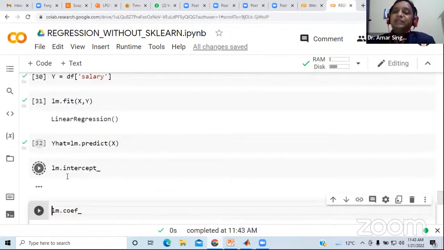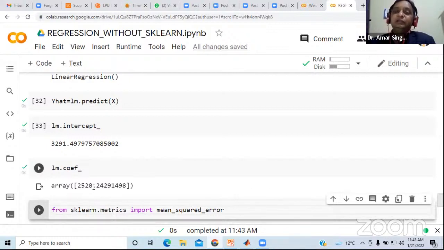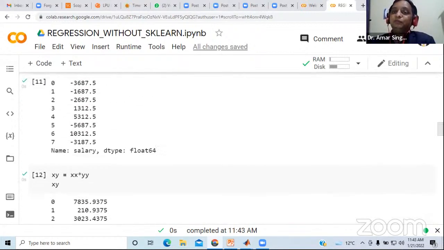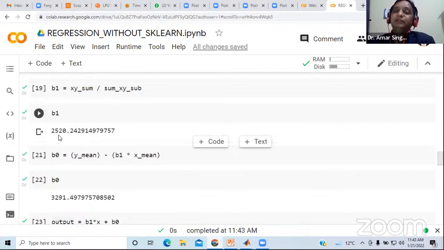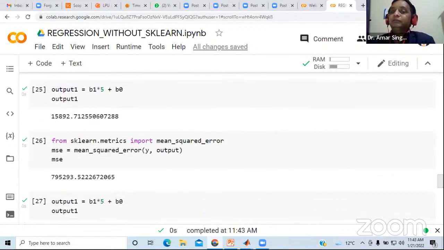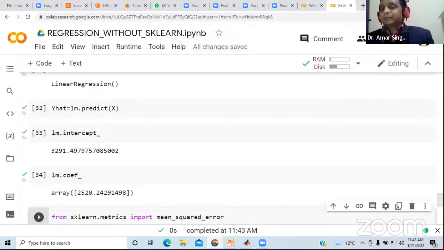Okay. So if you want to check the value of intercept, that is B0, that is 3291, and B1, that is 2520. The same values we have computed mathematically, with the help of mathematical equations. You can look here. B1 is 2520 and B0 is 3291. And the same values are computed with the help of sklearn also. Right. So what's the purpose of this discussion? The purpose is that if you want to optimize your model, then you have to work on the values of B0 and B1. You should know what B0 and B1 are and how they can be computed mathematically.